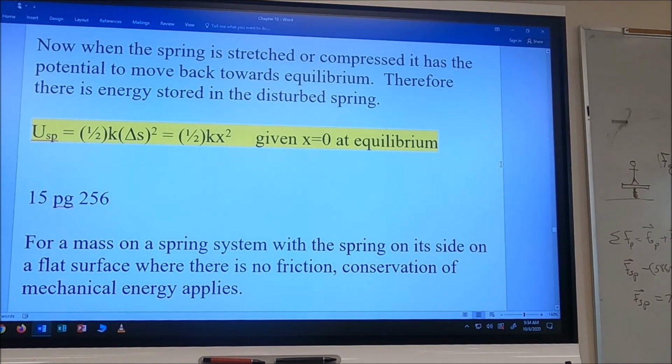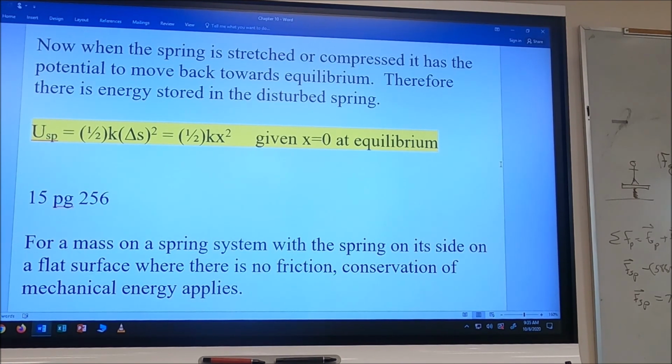Let's talk about spring potential energy. Every time I stretch or compress a spring, I store energy in that spring because the spring wants to move back to its initial equilibrium position. It turns out that spring potential energy is equal to 1/2 k delta s squared, or if I'm moving along the x position and x equals 0 is our equilibrium position, spring potential energy equals 1/2 k x squared.